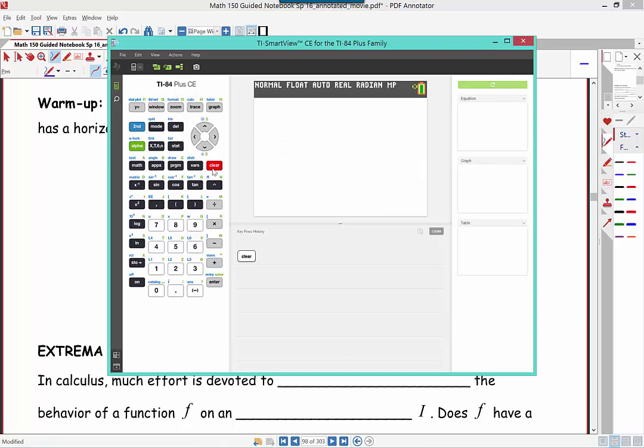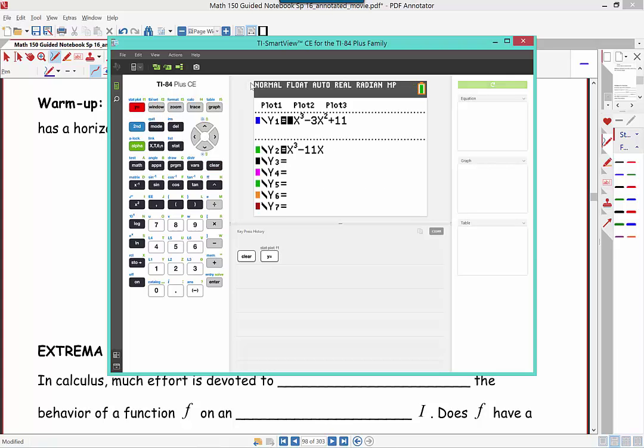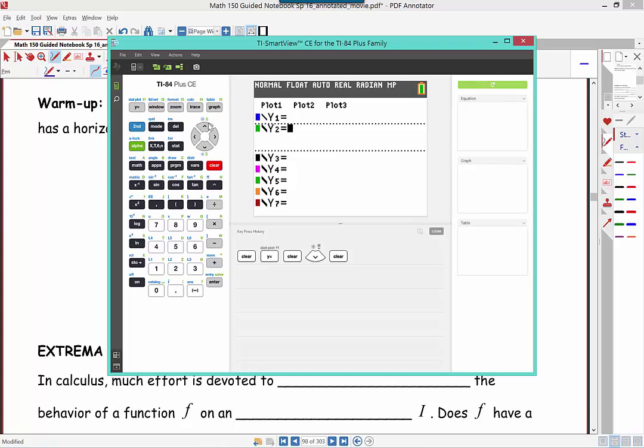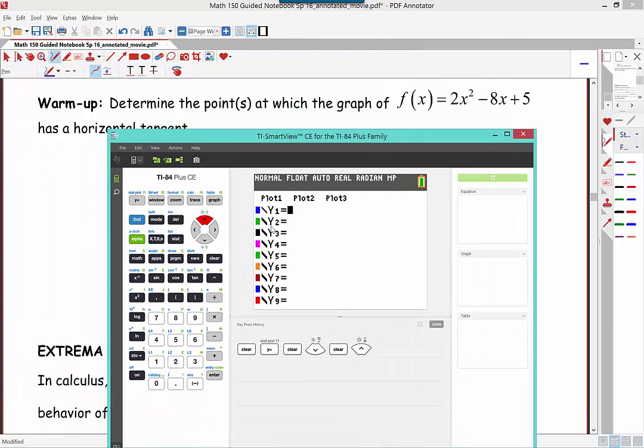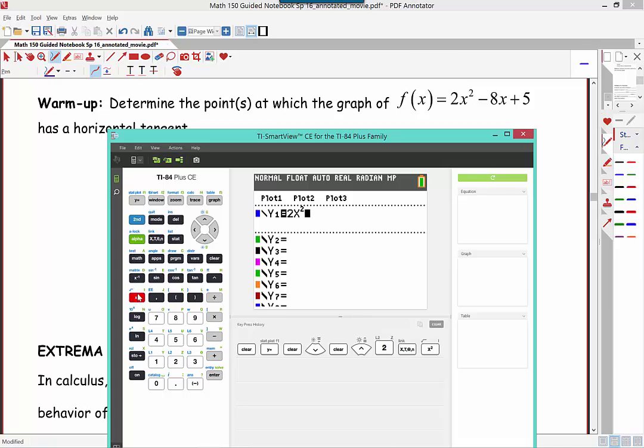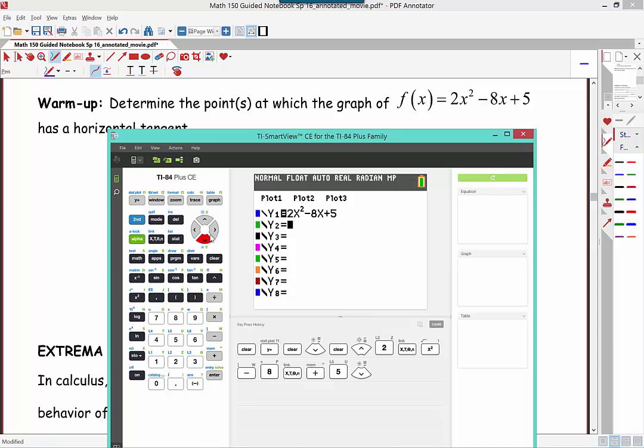Let's clear this stuff out, go to y equals, and clear. Okay, so we're going to graph this guy. I know I'm going a little bit beyond what you might have done for this problem, but we might as well use it as a learning opportunity. So we've got 2x squared minus 8x plus 5 as our function. Let's go ahead and graph the derivative function.